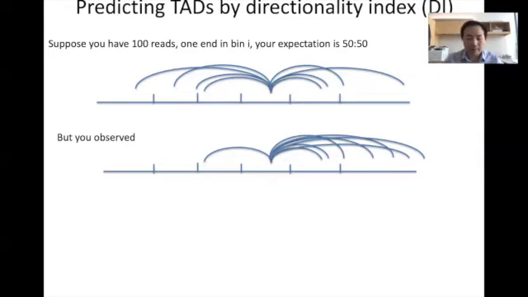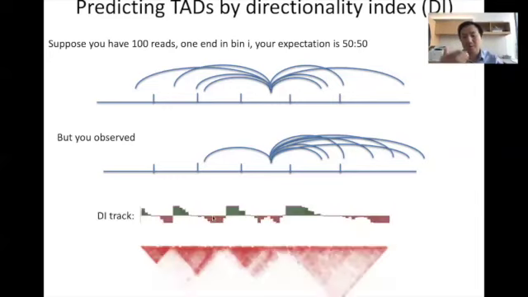And then we can actually compute, simply put, you can just construct a 2x2 table, expected over observed. And then you can compute a p-value for each bin. In this case, each bar is one bin. You can compute this probability, whether it tends to interact with downstream or upstream, right?